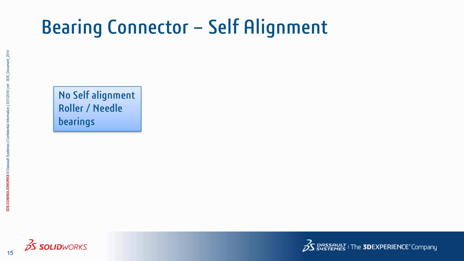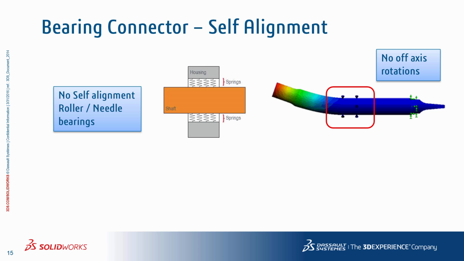So the standard non-self-aligning bearing, which would typically correspond to a roller or a needle bearing. Here the bearing connector is represented using radial springs distributed radially around the shaft, which are projected from one surface of the shaft to the surface of the housing used in the bearing connector definition. Here is a screenshot of the results from using such a bearing option, clearly showing that there is no off-axis rotation around the bearing area.